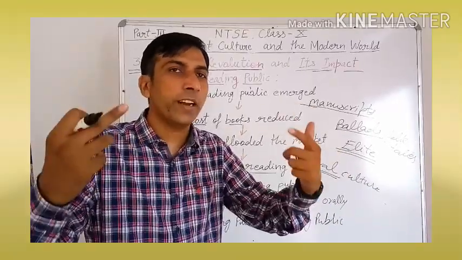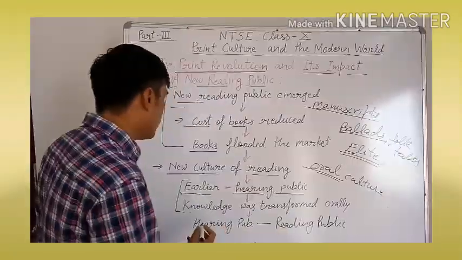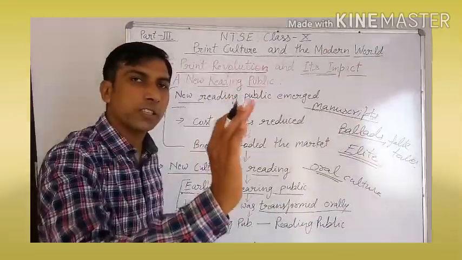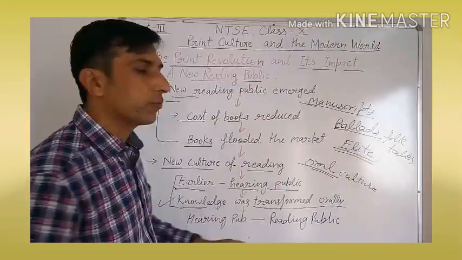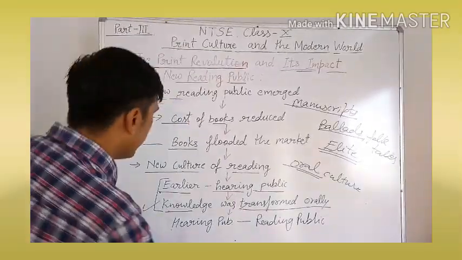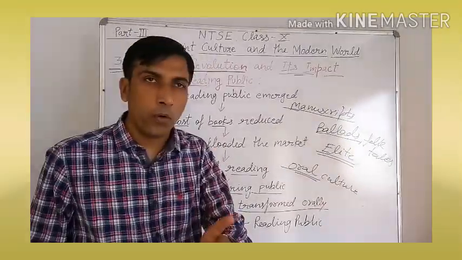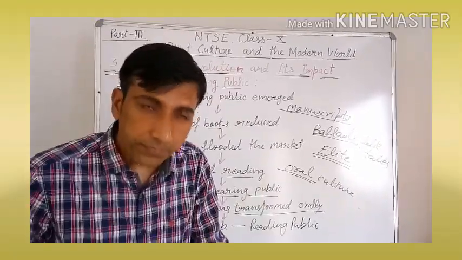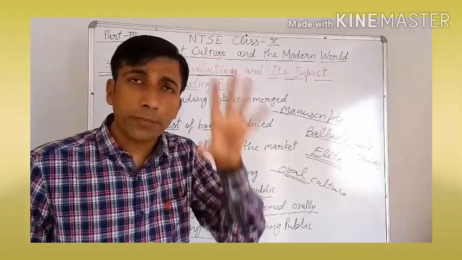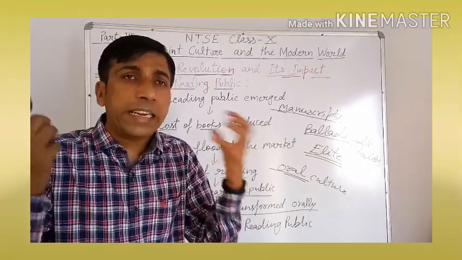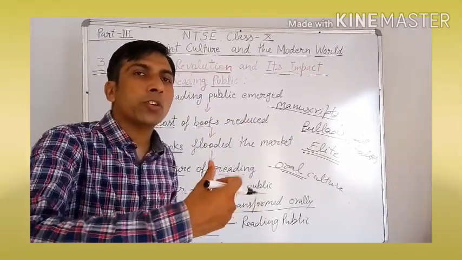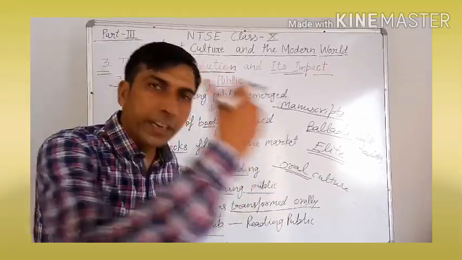What kind of public was there? Hearing public. So this was the hearing public, and knowledge was transferred orally, right? We have discussed it. But now, because books flooded the market and were available there, the people have an interest in reading books. So in this way, this hearing public was converted into a reading public.